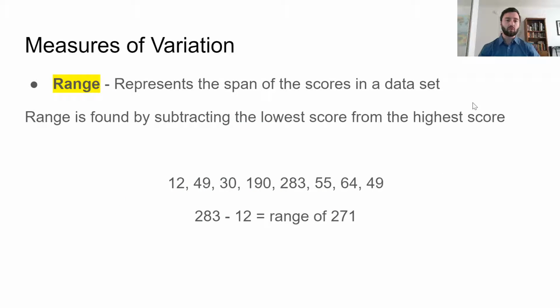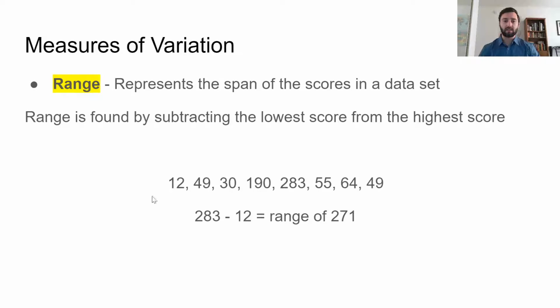Range is our first one. Range is going to literally just represent the range of the data, the span of the scores that we have. Range is probably our least useful, and we'll see that. All you need to do to find the range is take the lowest number and subtract it from the biggest number.